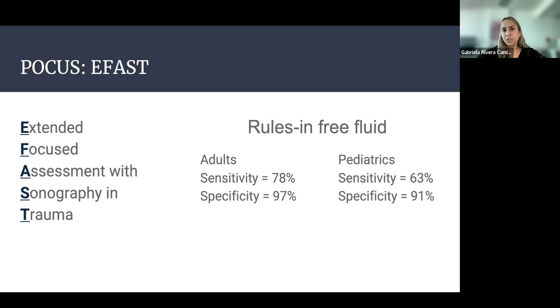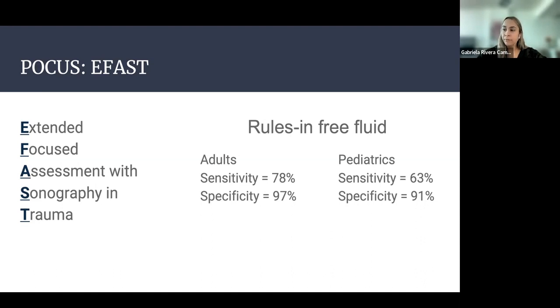There are some limitations to this study, such as you need around 300 mL of free fluid to have a positive FAST. It's not good to rule out retroperitoneal hemorrhage or solid organ trauma, and it does not rule out hollow viscus injury either. So we can see that the sensitivities are not great, but it has great specificities. So it does not rule out free fluid, but it is useful to rule it in.